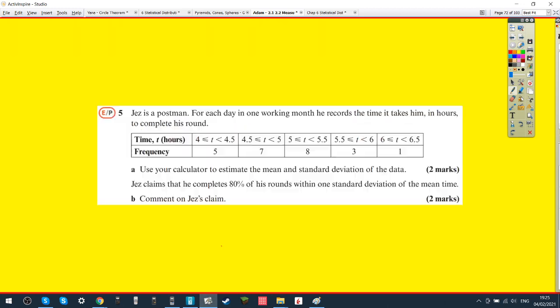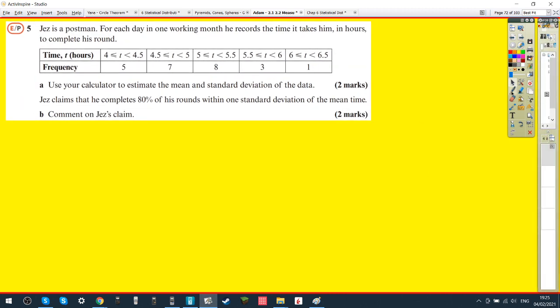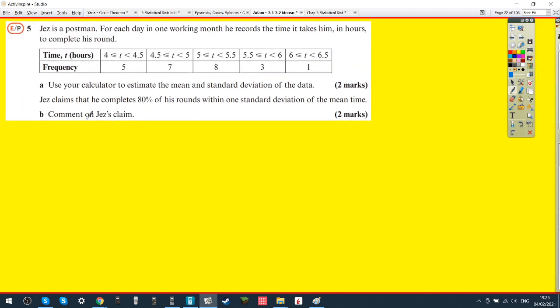Let's see this one. He claims that he completes 80% of his route. So the mean is 5, standard deviation is 0.54.